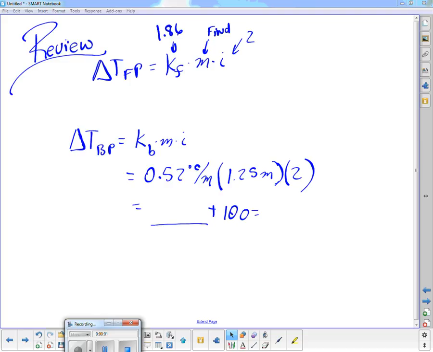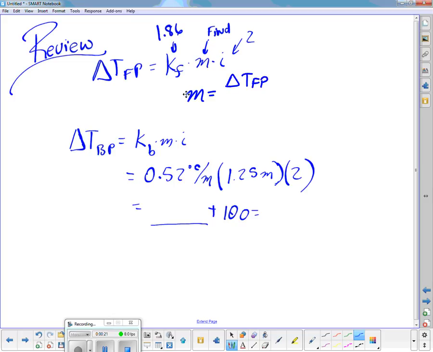Need to do the rest of the lab, okay? So for the rest of the lab on the back, once you've got the temperature of the ice water that you made your ice cream in, you want to use this top equation to solve for M. If you rearrange this, M is going to equal delta T FB, that's just your freezing point, change the sign, divided by KF times I.